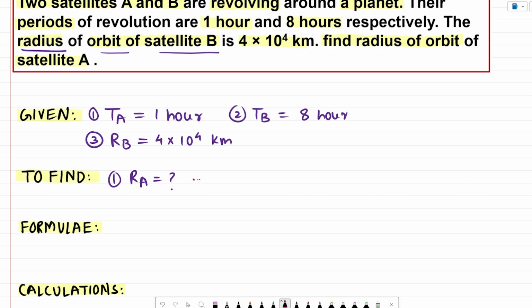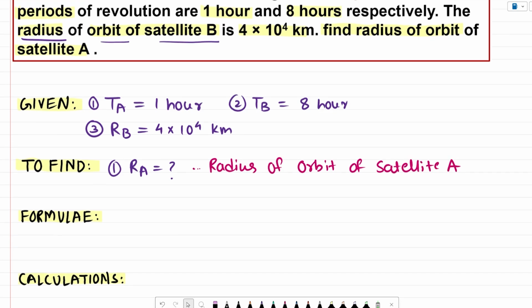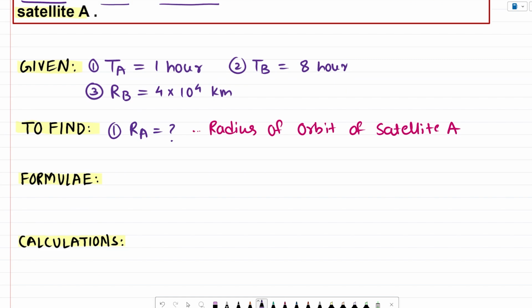So over here, we are representing the radius of orbit of satellite A. That's what we are required to find. So let's try to understand what sort of formulas we can use.